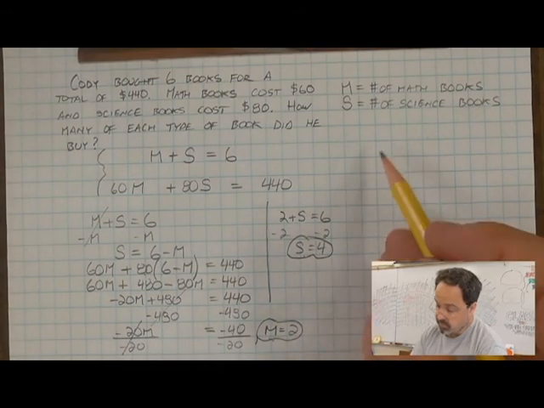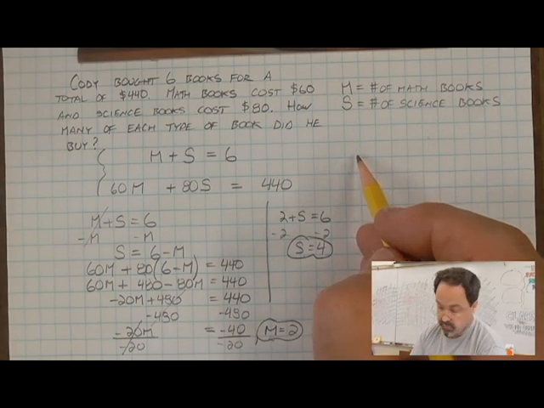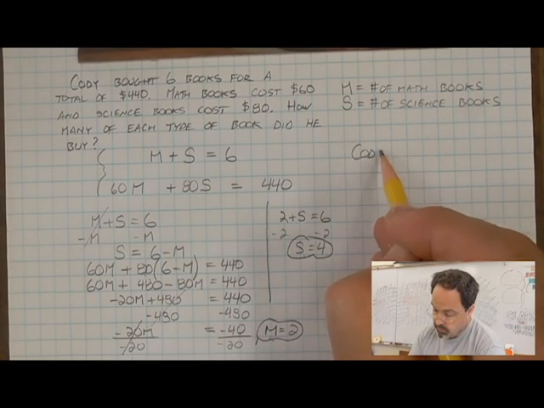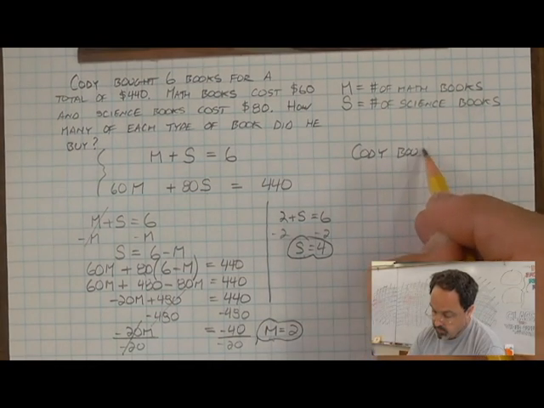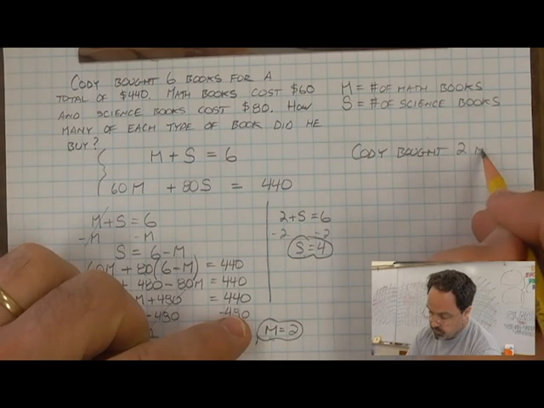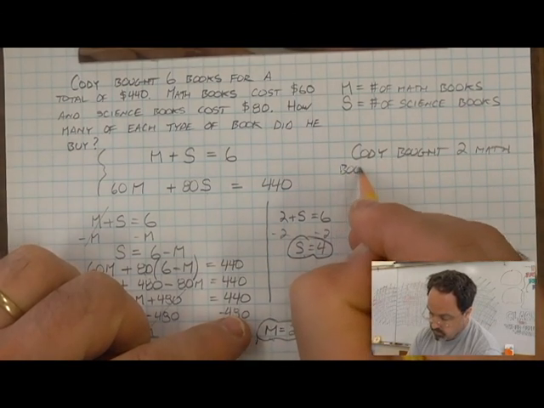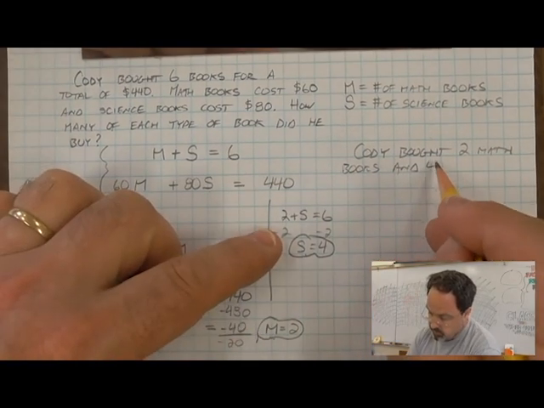But to be complete in answering a contextual question, the answer ought to be in the form of a complete sentence. Cody bought 2 math books and 4 science books.